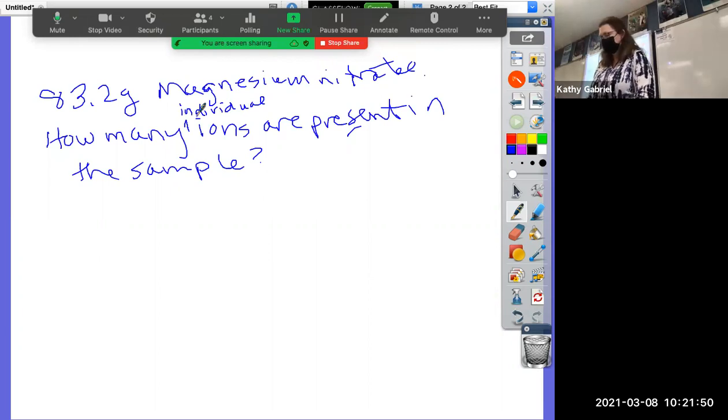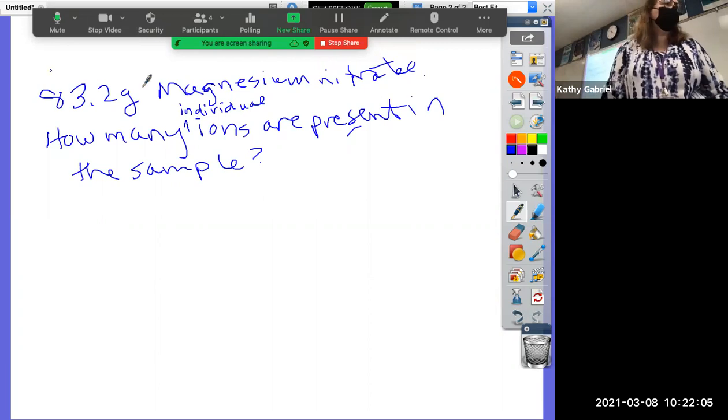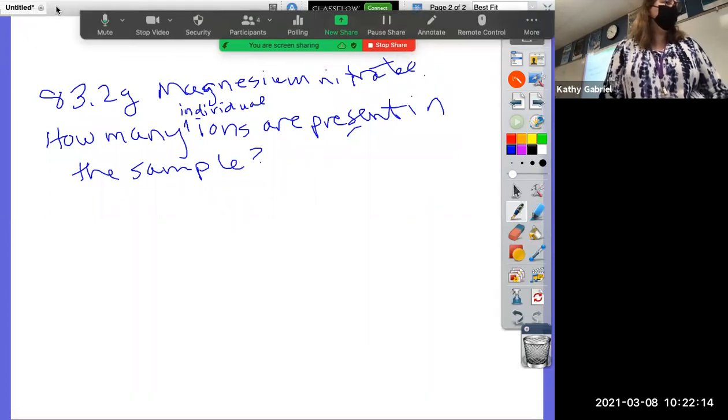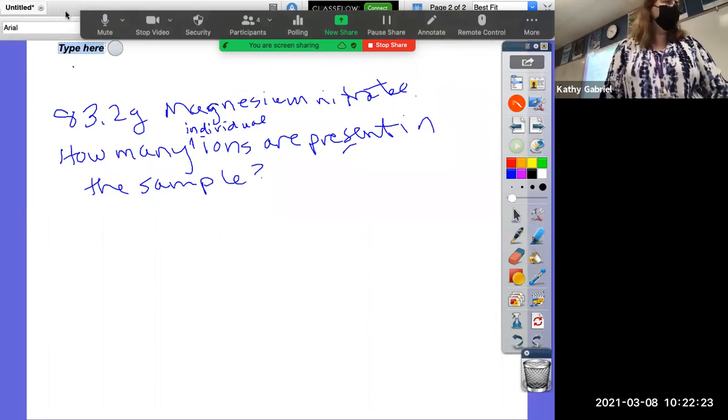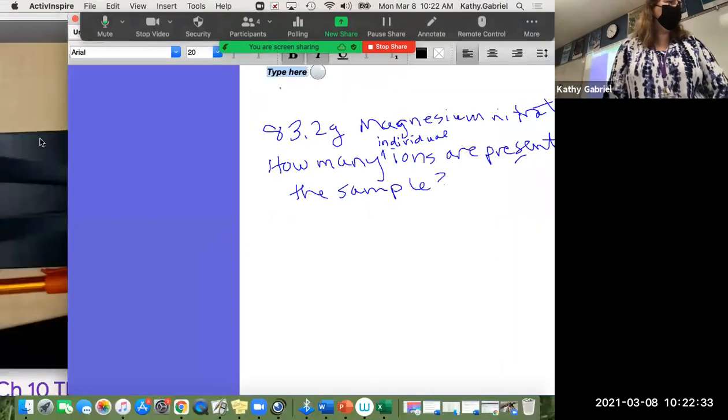Okay. Individual ion. Okay, I have found the molar mass and I've laid out the whole problem, but I haven't put any numbers in. I'm going to leave that to you.